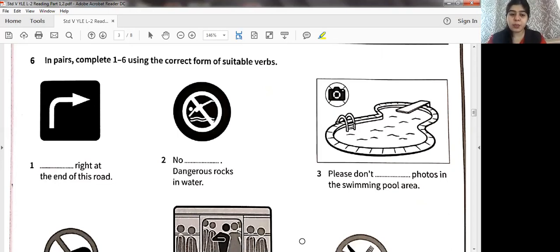Okay, now first, dash right at the end of this road. So turn right. So you will write T-U-R-N, and T should be capital. Okay, turn right, because this symbol is telling you that you have to take right. It is showing the direction of the right. Second, no dash dangerous rocks and water. No diving. You know what is the meaning of diving, students?